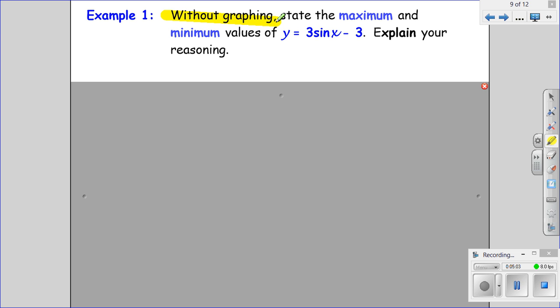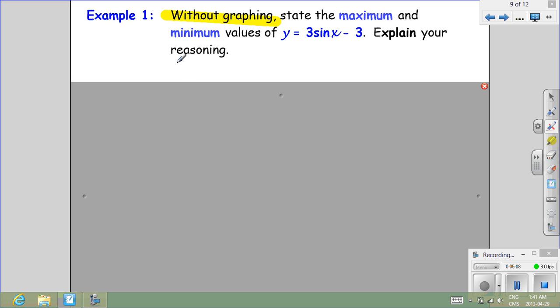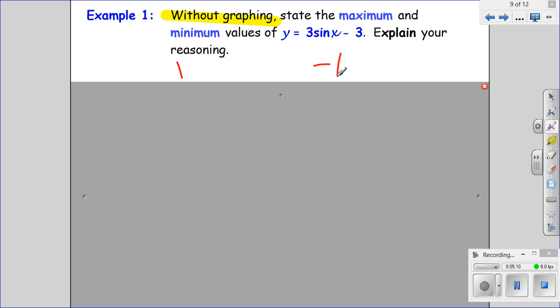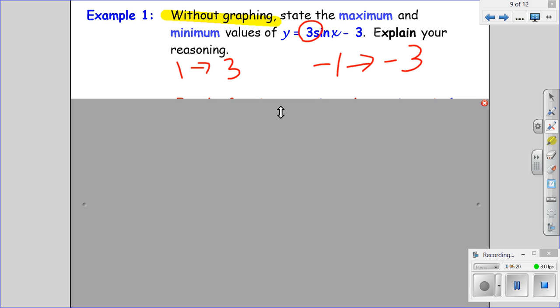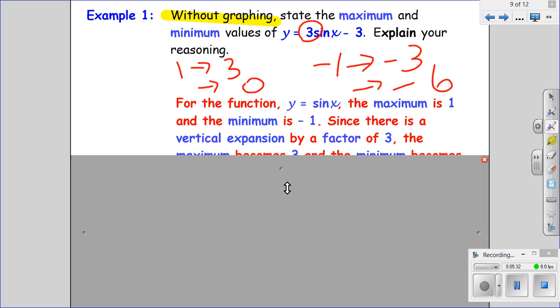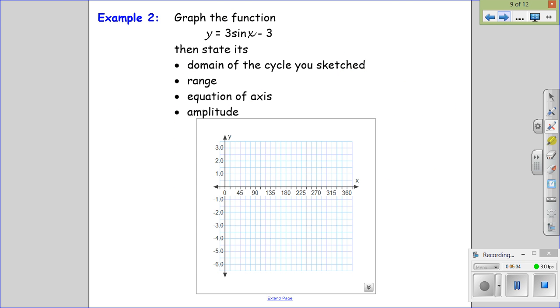Well, I know for the sine function, the maximum is normally 1 and the minimum is -1. So if I start with a 1 and a -1, when I deal with this 3 here, the 1 is going to turn into a 3 because I'm expanding by a factor of 3, and the minimum is going to turn into -3. And then everything has to go down 3. So what's going to happen next? 3 take away 3 goes to 0, and -3 take away 3 goes to -6. And my maximum is 0, and my minimum is -6. And the last thing we're going to do is graph it.